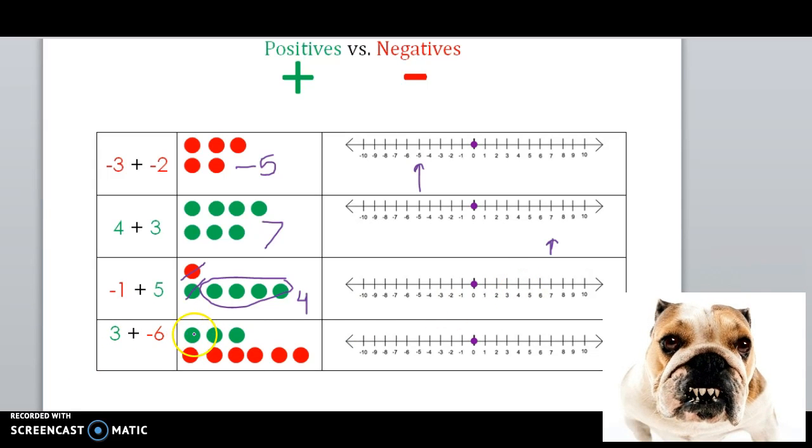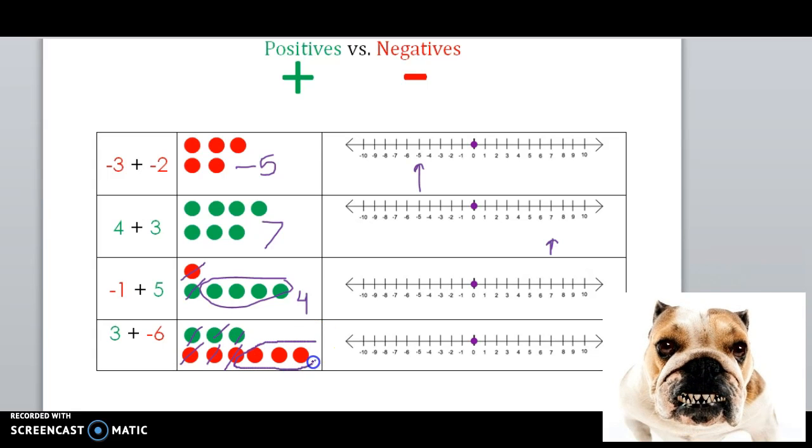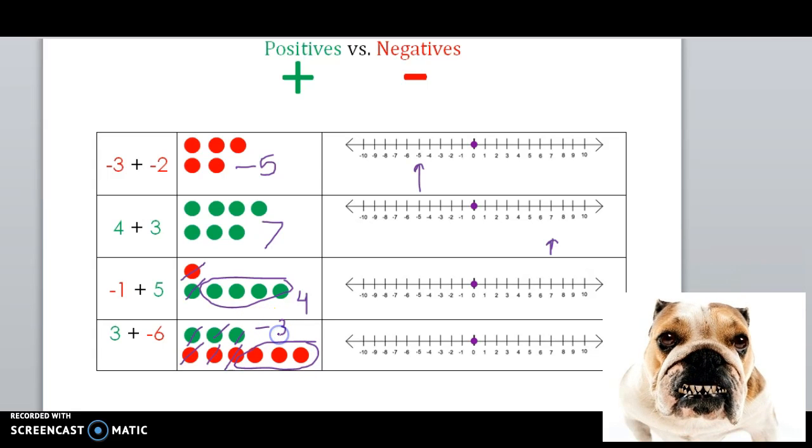In our last example, I have 3 positives, which is green, 6 negatives, which is red. Because they're different, I'm going to cancel them out. And if you notice here, I'm left with 3 negatives. So positive 3 plus negative 6 gives me negative 3.